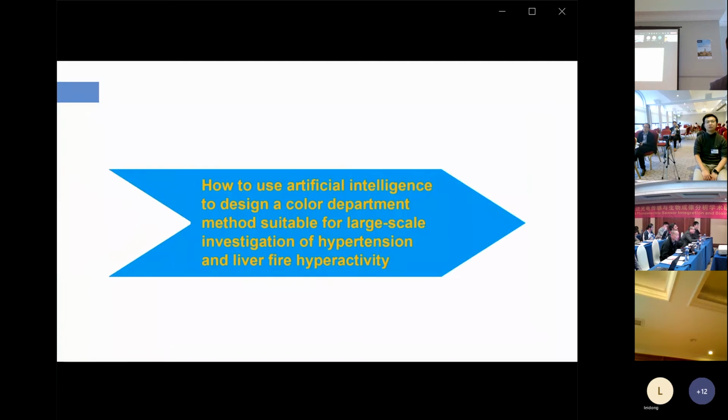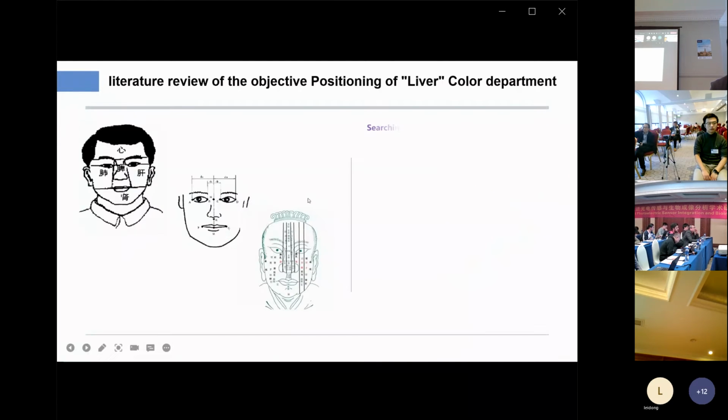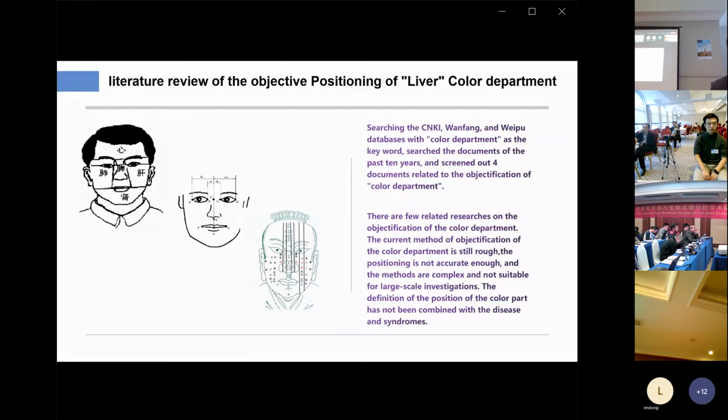Our question is how to use AI to design a color diagnosis method suitable for the large-scale investigation of hypertension and liver fire hyperactivity. First of all, we did a literature review of the objectification of liver color performance. There is actually little related research on the objectification of color performance. The current methods are still very rough, not accurate enough, and complex, and not suitable for large-scale investigation.